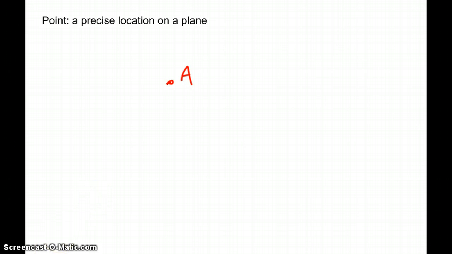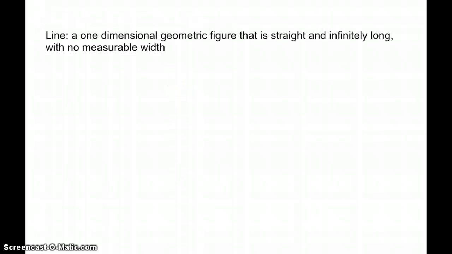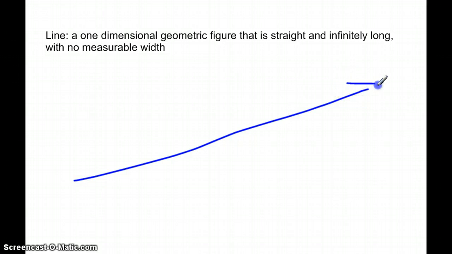Next, let's look at the concept of a line. A line is a one-dimensional figure that is straight and infinitely long, meaning that the line continues forever in both directions. A line has no measurable width. Here is a line with the points A, B, and C on the line.